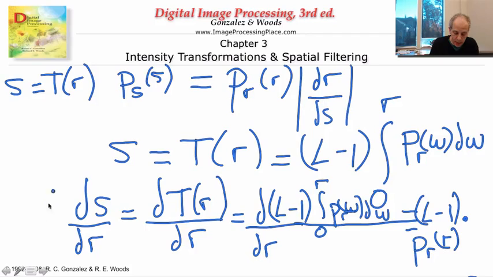So we obtain that the derivative of S according to R is L minus 1 times the probability, basically the original histogram. Now what we are going to do, I'm going to erase this in a second, is basically include this here and see what happens. So I'm going to plug this in here, but look what we have here. We have dr/ds, and I have here ds/dr. So we need to invert that. It will be 1 over this. And I hope that you can see what's going to happen. So let's see actually what's going to happen.